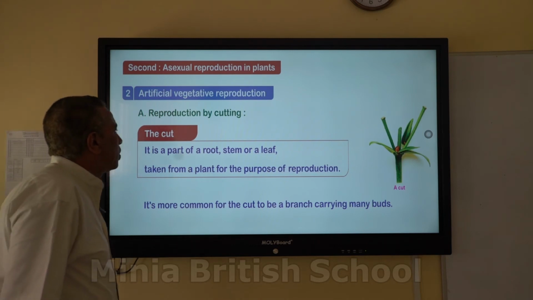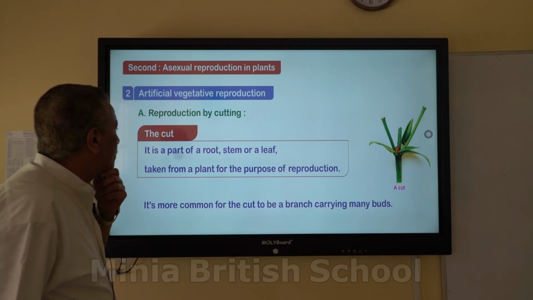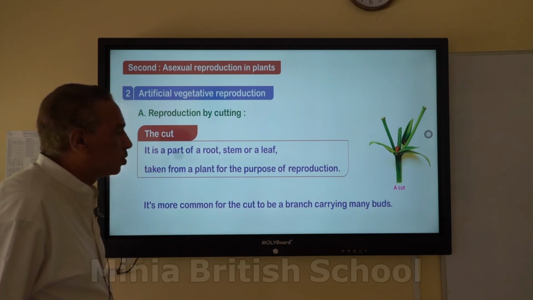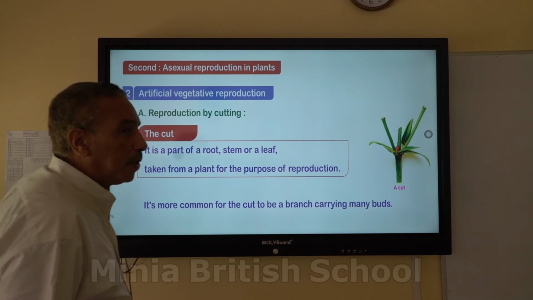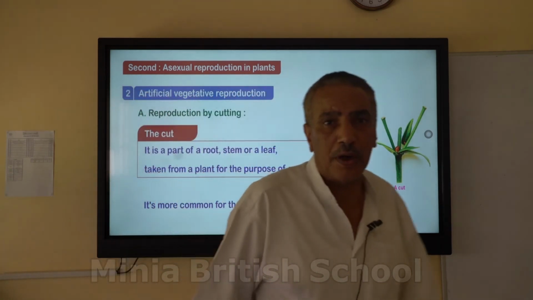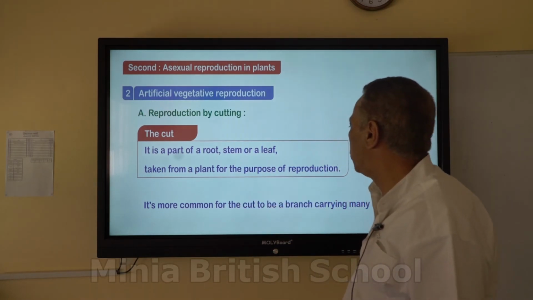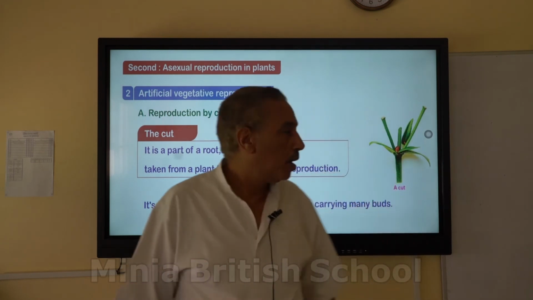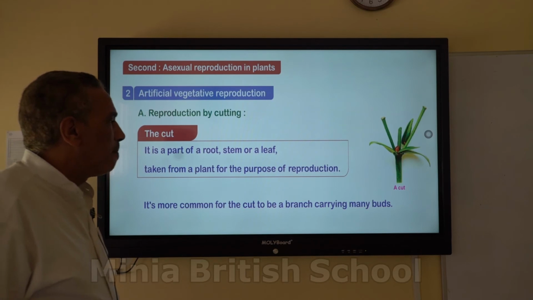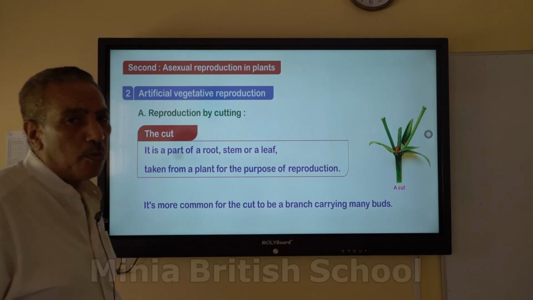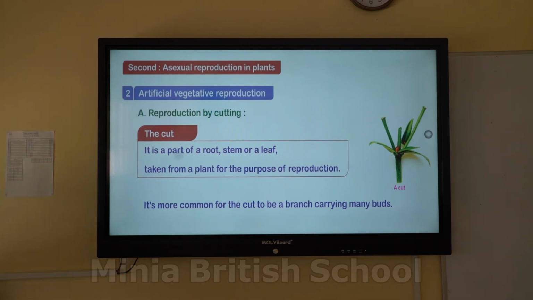The second one is reproduction by cutting. The cutting is part of a stem, part of a root, or part of a leaf, which is taken from the plant for the purpose of reproduction. It is more common for the cutting to be a branch, which carries more than one bud, or many buds.